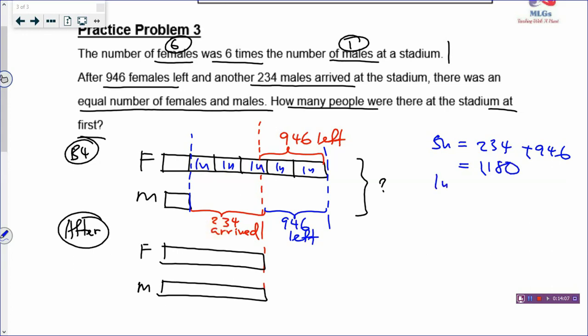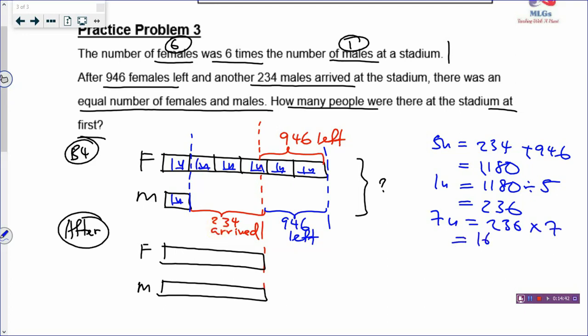So can you find 1 unit? So your 1 unit will be 1180 divided by 5. So your 1 unit will be 236. All right, so how many people were there at first? Then you count the total units in the before model. So how many units are there at first? There is a total of 1, 2, 3, 4, 5, 6, 7. Right, 7 units altogether at first. So 7 units will be 236, and you multiply by 7. And you will get 1,652 people at the stadium at first. And that's how you solve the problem using the before and after model.